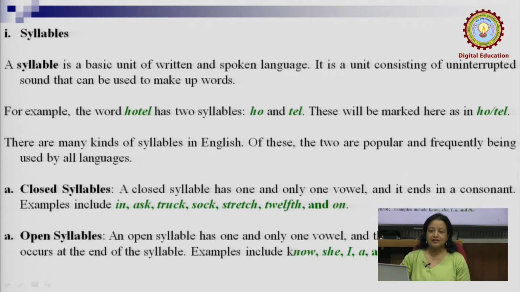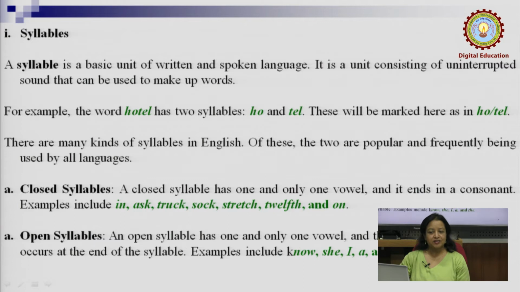A syllable is a basic unit of written and spoken language. It is a unit consisting of uninterrupted sounds that can be used to make up words. For example, the word hotel has 2 syllables, ho and tel. This will be marked here as in hotel.